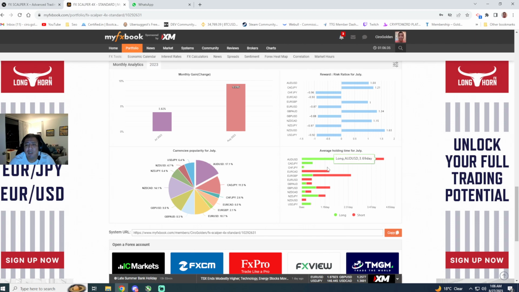This is the average holding time. As you can see here, for AUD, we had the longest that was in drawdown, or the trades that were active. Our long positions were about 3.69 days and the short was about 9 hours. Everything else was quite short. So it's great to see that our drawdown has never been a long time. It's only been a few days here and there.